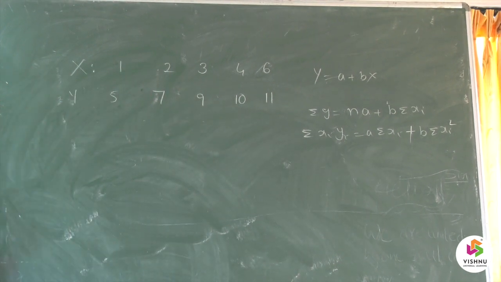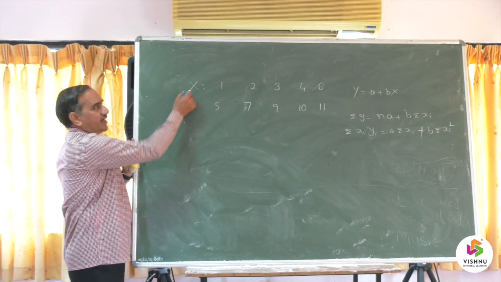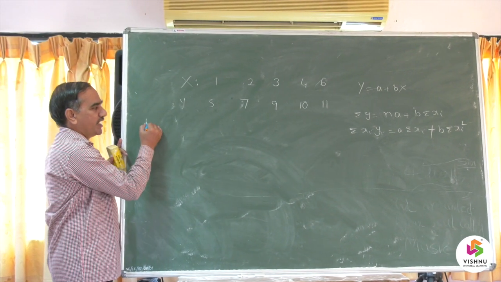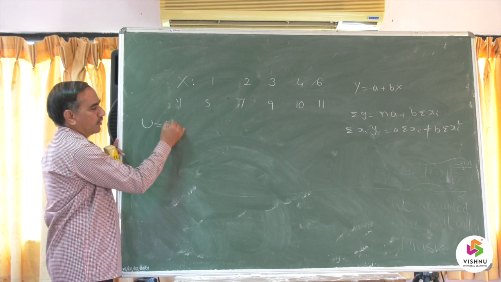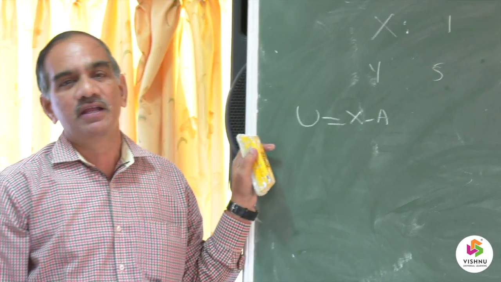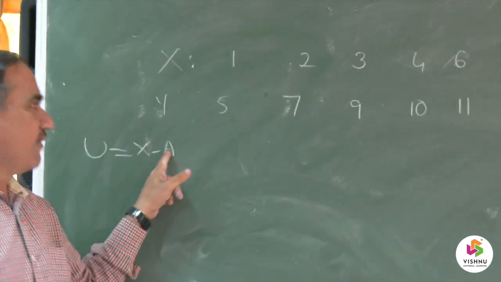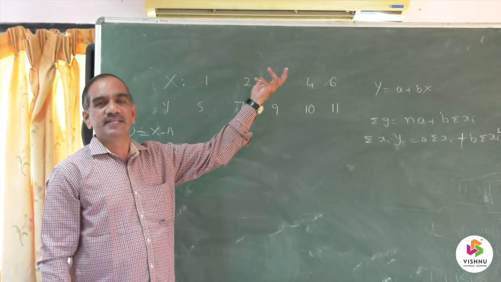In statistics, we always prefer a shortcut route. So, instead of using x, we use the variable u. u is equal to x minus a, where a is any arbitrary constant. You can select it at random. You can take the a from the given data or from outside the data.